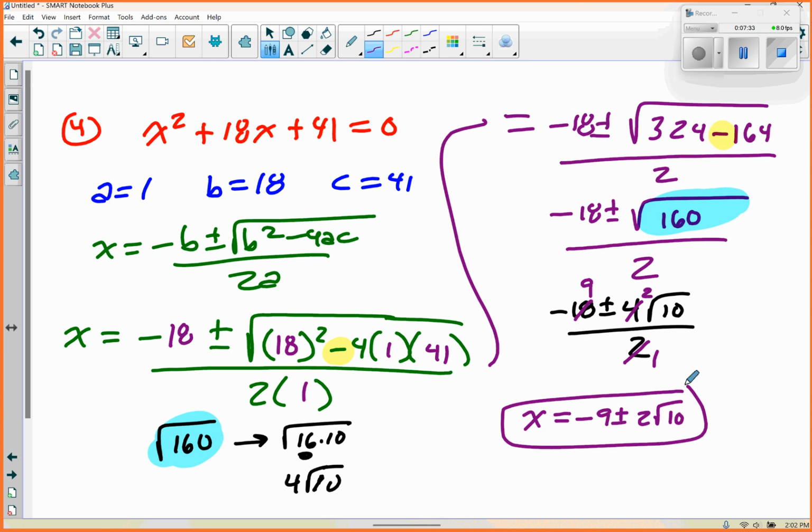Now, some of you using a calculator might have discovered, hey, there's a square root button here. Don't do that. Leave it as a radical, okay, as a reduced radical. Okay, questions about number 4? Are we good? Can I move on?